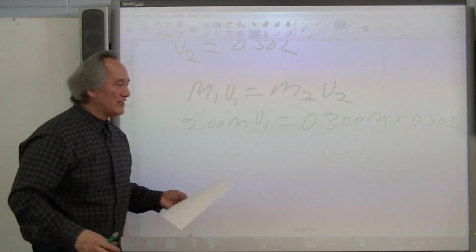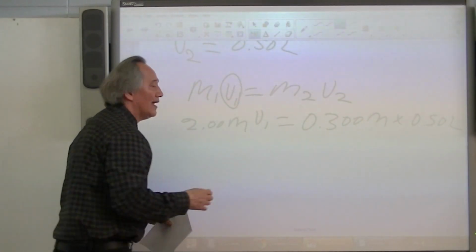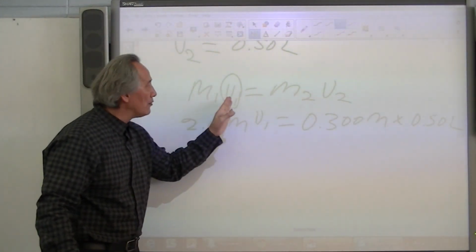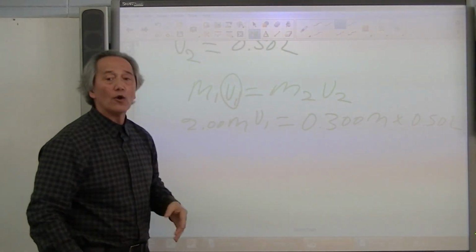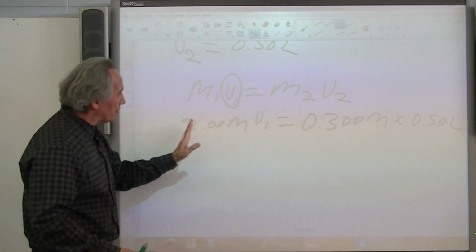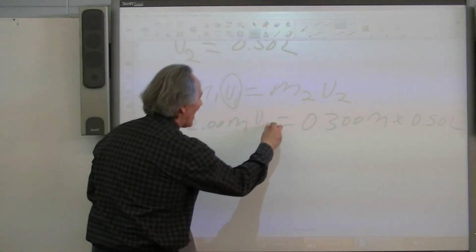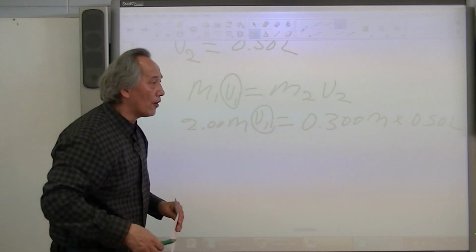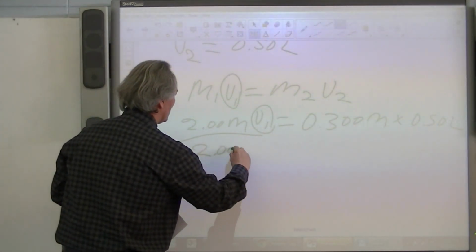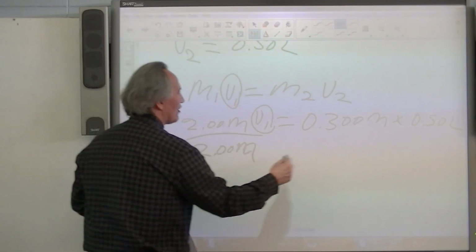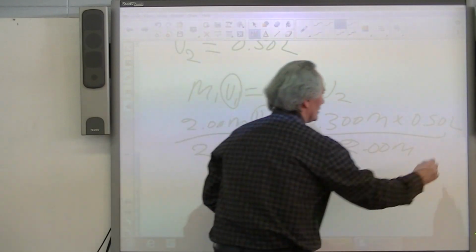Now note, there are several ways that we could have done it. We could have first isolated our unknown, which was V1, and that expression would be V1 equals M2V2 divided by M1, or, as I've done here, we can plug in the data and then rearrange to isolate V1 and then solve for its quantitative value. So let's do that. I've got 2.00 molarity on this side. Let's divide both sides by that.